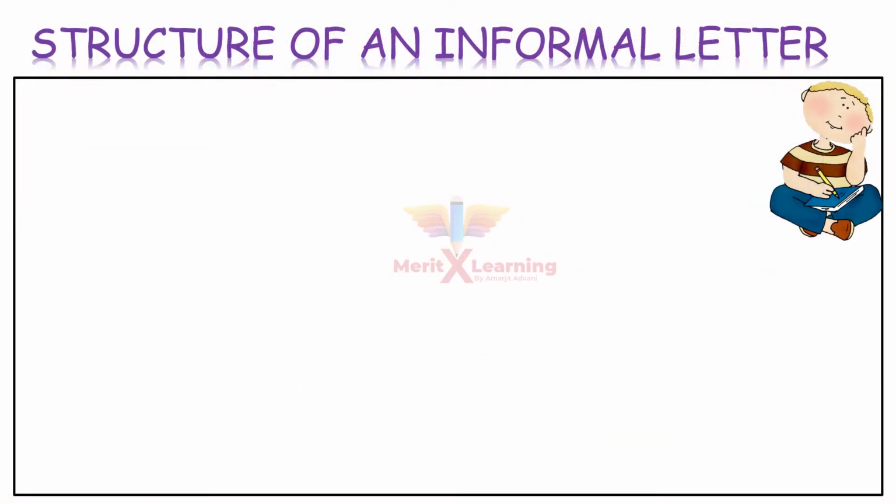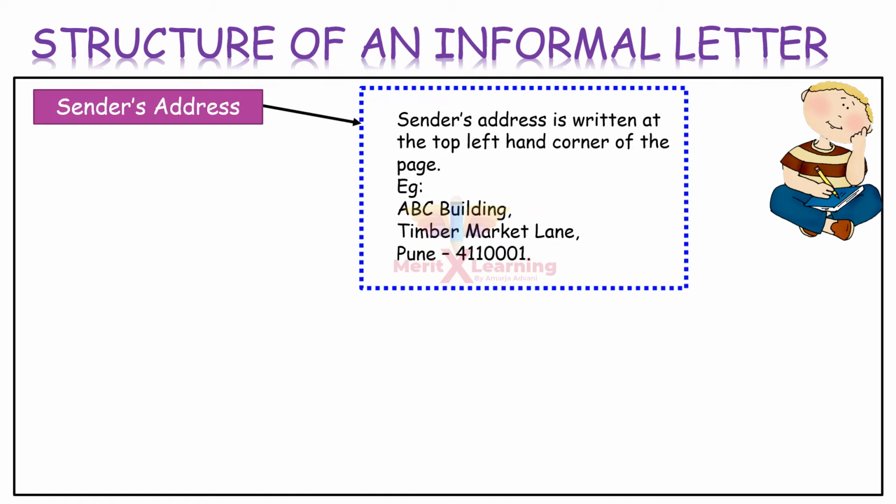Now let us look at the structure of an informal letter. Sender's address. The sender's address is written at the top left-hand corner of the page. For example, ABC Building, Timber Market Lane, Pune 4110001. You will give a full stop after writing the PIN code.